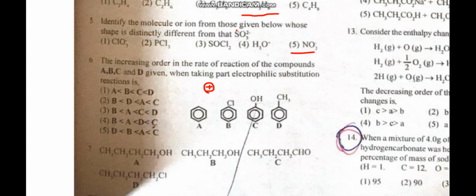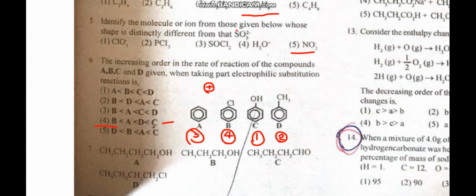So the highest one will be C. Next highest will be D. Next it will be A, because B is even more deactivated, so B should have the lowest rate of reaction. Therefore, according to this, C is greater than D, D is greater than A, and A is greater than B. Therefore, the answer is the fourth one.